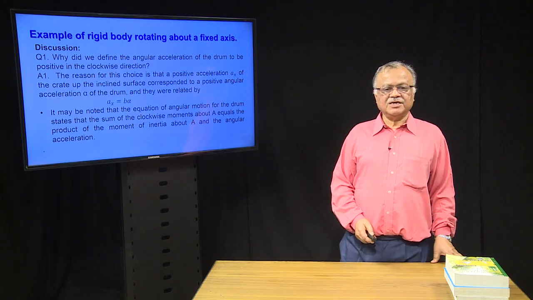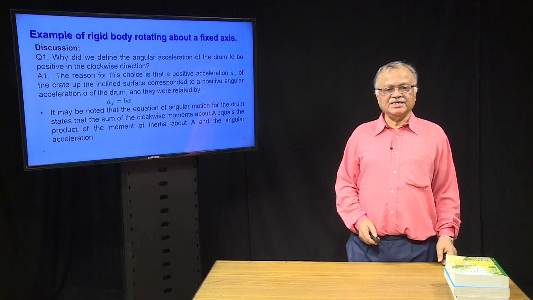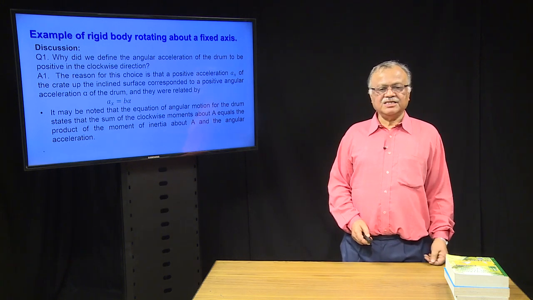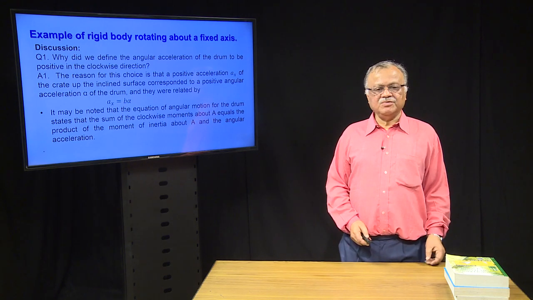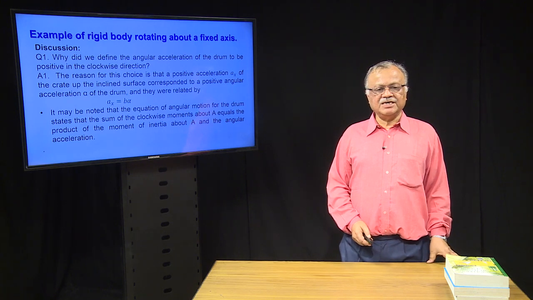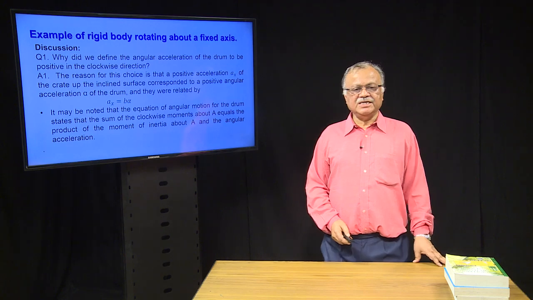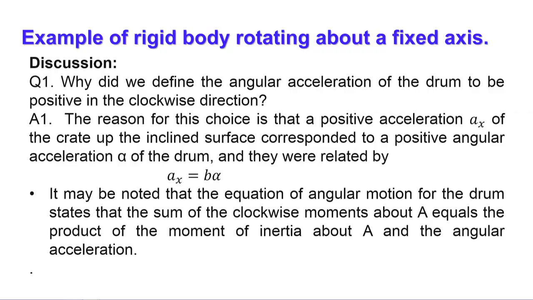You will see that the signs of a x and alpha will be peculiar, because when a x is rightward, the wheel will rotate in the clockwise direction, but our positive direction is anti-clockwise. In that case we can make b negative and adjust it this way. Otherwise, you can take any sign convention and follow it.